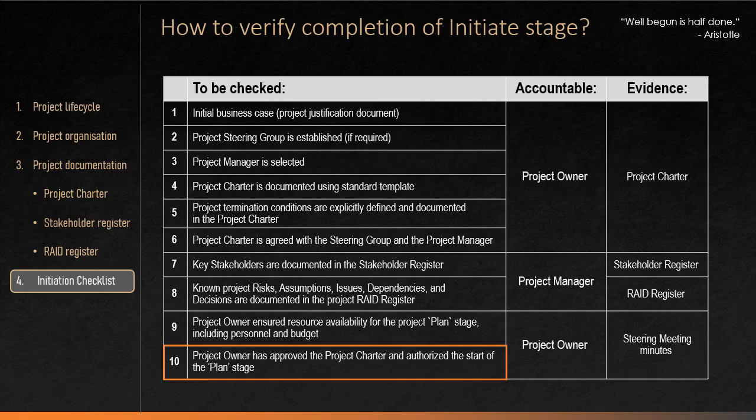And finally, the project owner has to formally approve the project charter and authorize the start of the plan stage of the project. Now you know all these 10 preconditions for successful initiation of the project, and you can check your project against those 10 requirements. And if something is missing, consider taking immediate action to close the gaps.